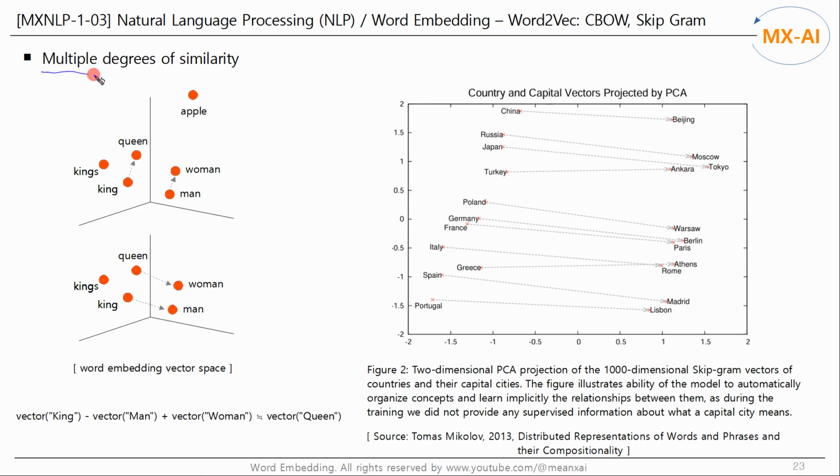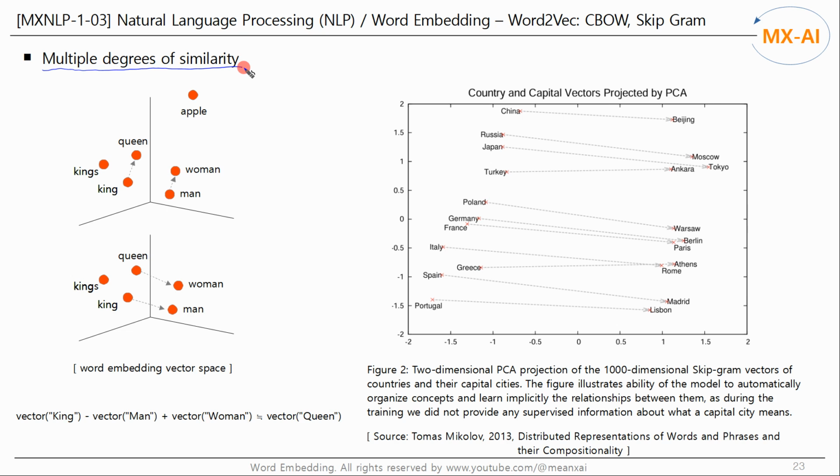The next key point is the concept of multiple degrees of similarity. The term multiple degrees of similarity is a concept used in natural language processing, particularly in the context of word embeddings and Word2Vec models. It means that words can be similar to each other in several distinct ways or dimensions simultaneously.